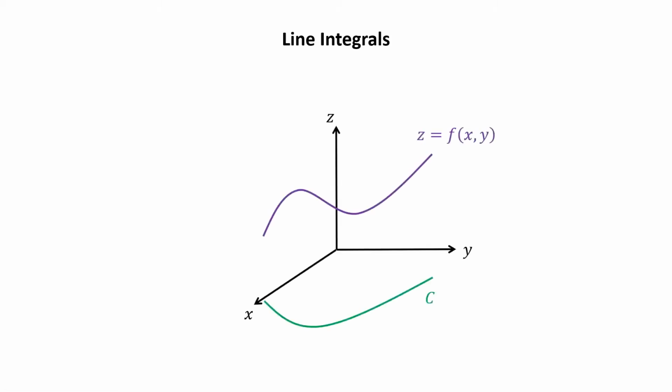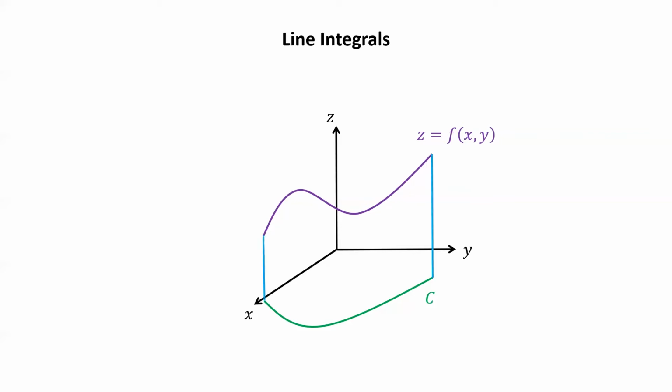Line integrals. We start with a function of two variables, z equals f of x, y, and a curve C. In general, the graph of a function of two variables is a surface in three-dimensional space, but we're going to restrict the graph of the function to that part which is lying above the curve C. So in this case, we just get a curve in three-dimensional space.